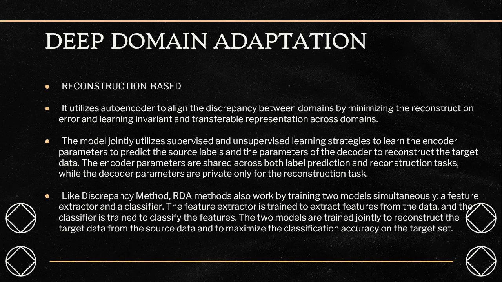Now coming to the reconstruction based, as we have also seen in the feature based domain adaptation, it reconstructs the features. So now we are reconstructing the features using neural networks or deep learning. That is why it is called the reconstruction based deep domain adaptation. Here we can use the autoencoder and reduce the invariant features, and we can also use transfer learning.